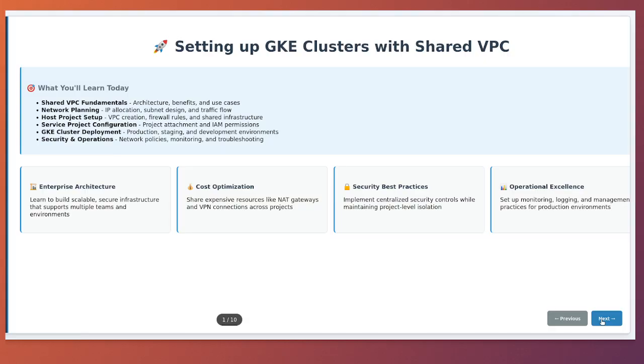Throughout this presentation, you will learn practical implementation steps, see detailed network architecture diagrams, and understand every gcloud command parameter. By the end, you will be able to set up production-ready GKE clusters that follow Google Cloud best practices.